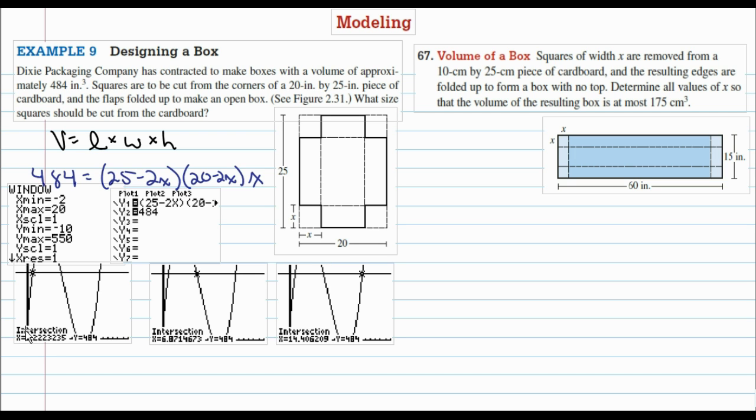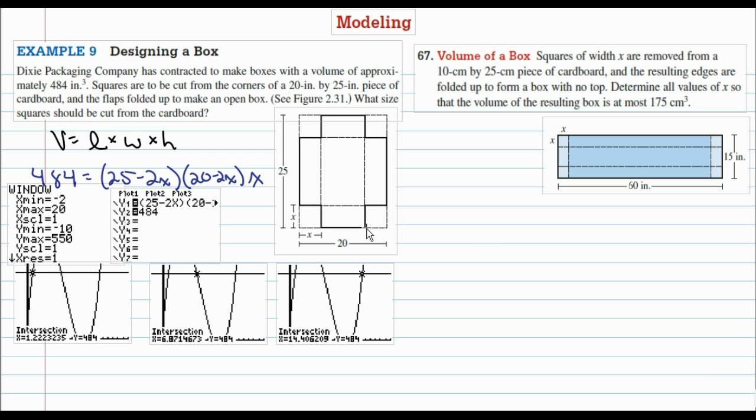So this first intersection means that if I cut out a 1.2 inch by 1.2 inch square from each corner of this piece of cardboard and fold up the sides, the volume is going to be 484 cubic inches. Well, a box that only has a 1.2 inch height seems like it really wouldn't hold much, so I guess it depends on what you're going to be putting in these boxes. If you're going to be putting in maybe puzzle pieces, those are flat, so 1.2 inches might be okay.